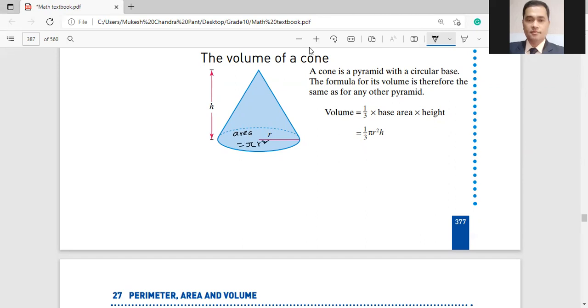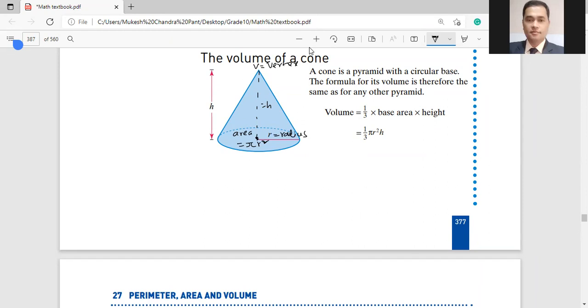So that's why we have pi r square here, and height means this length. This is called the height of the cone, and this is V, which means vertex. This is the vertex of the cone. This is the height, this is the base, this r means radius, and this is called L.